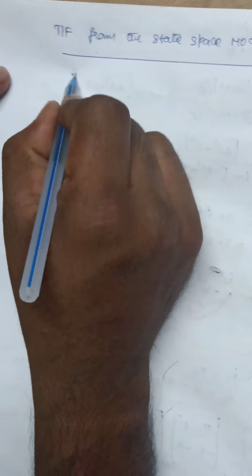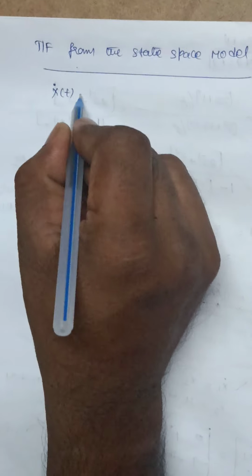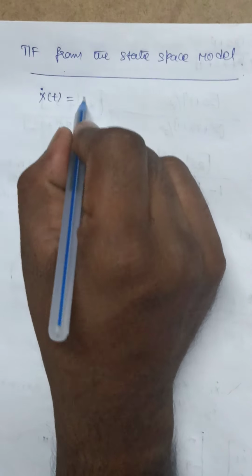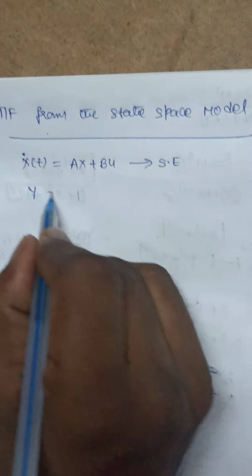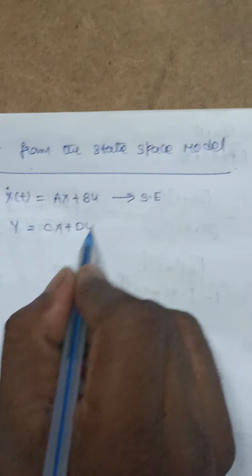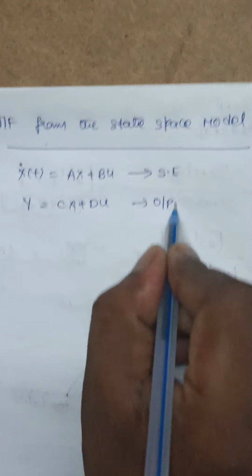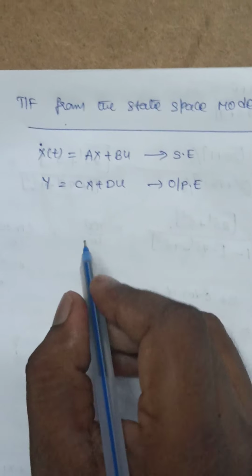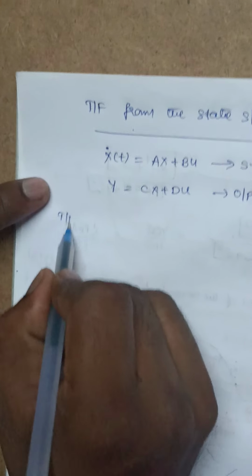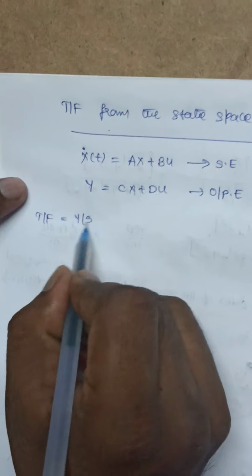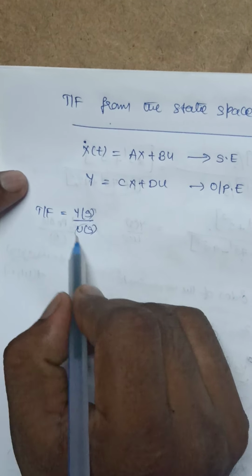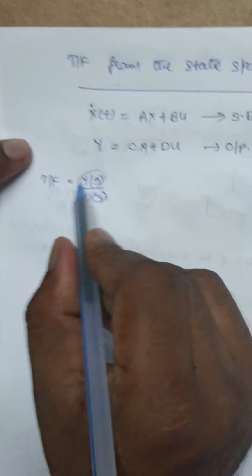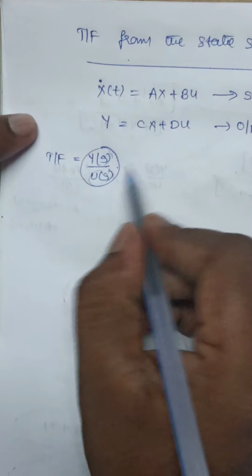The state space model is indicated with the equations x dot of t is equal to Ax plus Bu. It is the state equation, we already know this state equation. And y is equal to Cx plus Du. It is the output equation. So normally what is the transfer function here? Transfer function is nothing but Laplace transform of output by Laplace transform of input. Here the output is Y of s and the input is U of s here.